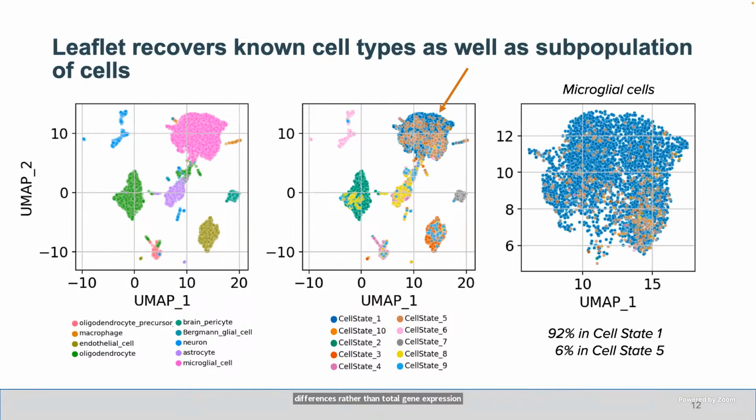Just to zoom in on it more, plotting can sometimes hide what's really going on. So now the orange and blue are flipped. Most of the cells here are in cell state 1, which is in blue, but still several hundreds of cells corresponding to microglia are attributed to a different cell state, which again may be driven more by the splicing differences that are there.